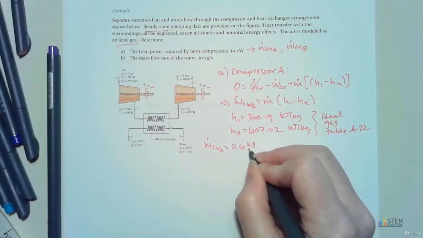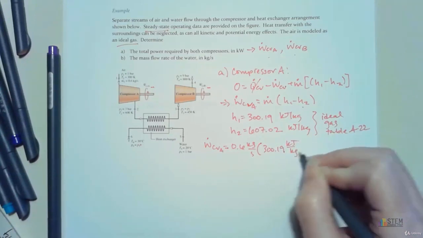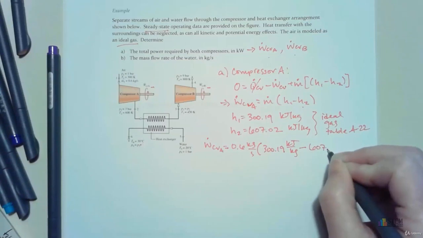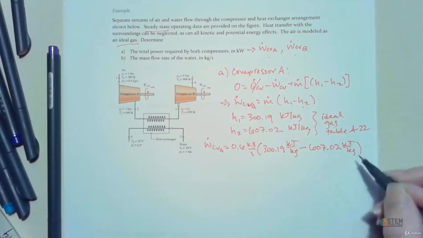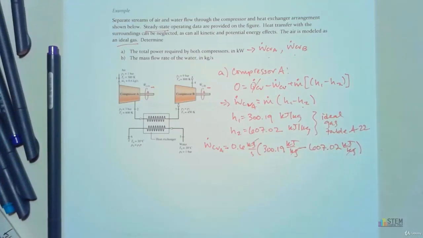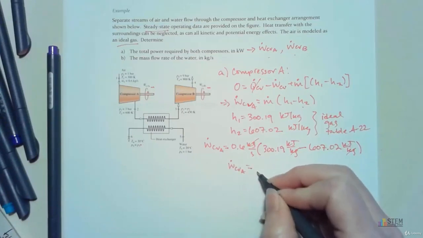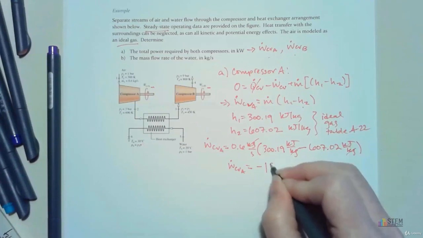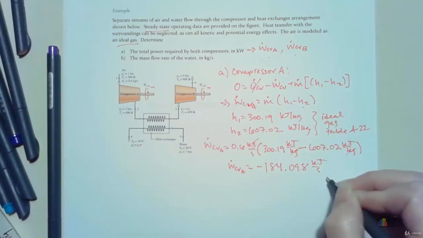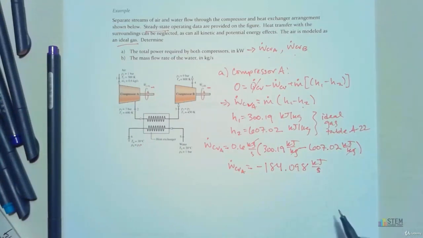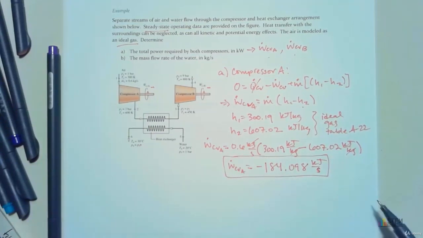We have 0.6 kilograms per second times 300.19 kilojoules per kilogram minus 607.02 kilojoules per kilogram. Notice kilograms goes away. We are then left with W dot for control volume A equal to negative 184.098 kilojoules per second. So, all right, that's part one that we needed.